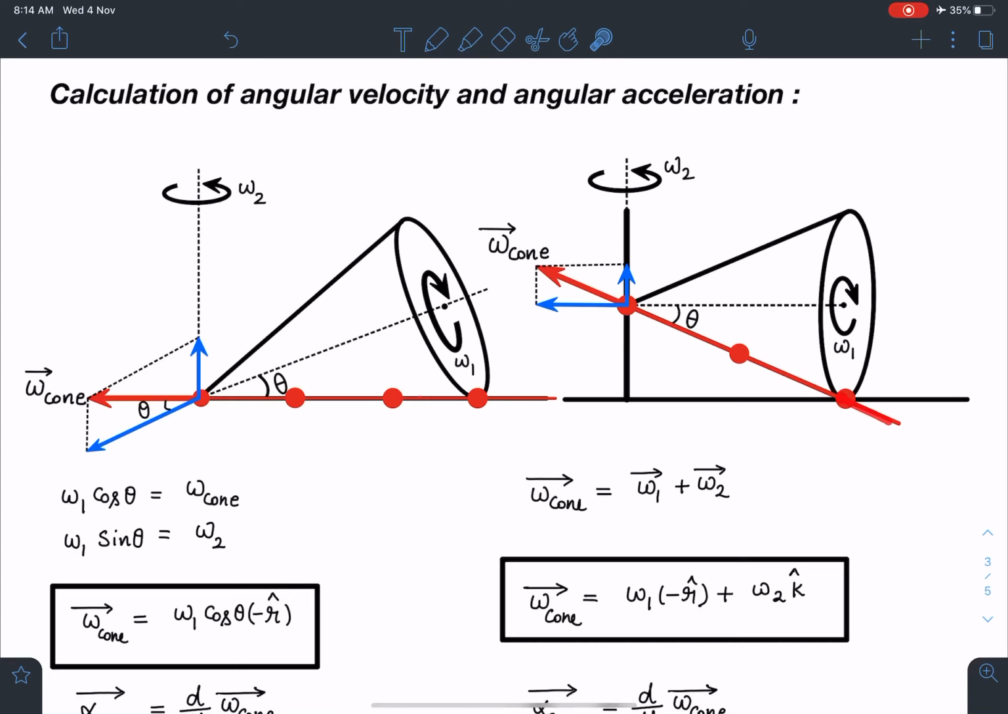This is the instantaneous axis of rotation. Now in this case, the omega 2 vector and omega 1 vector, their resultant is going to give us omega cone in this direction. All right. So in the first case, if this angular velocity is omega 1, here I'm calling this omega 1.